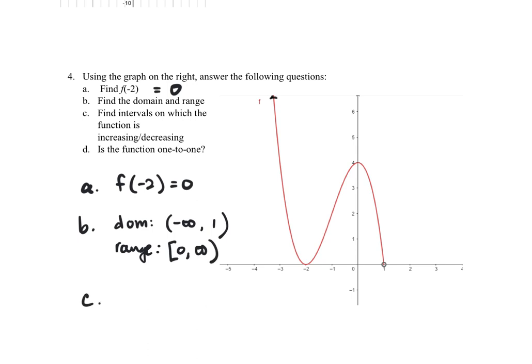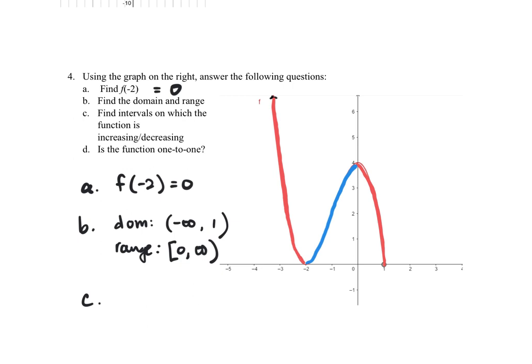Now for part C, this piece of the graph that I'm highlighting in red is decreasing, as is that piece. This piece here is increasing. Remember, we always read a graph from left to right, so going from left to right, the x values are getting bigger, but the y values are decreasing. Now the y values are increasing, y values are decreasing. So the increasing part is the one I've highlighted in blue.